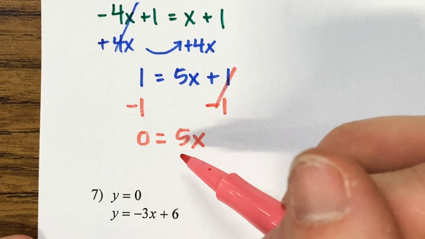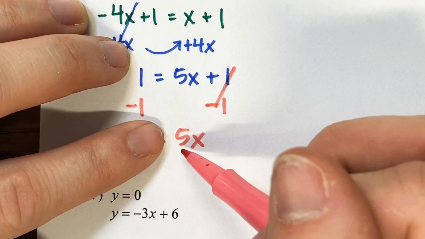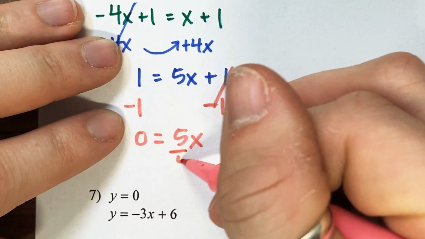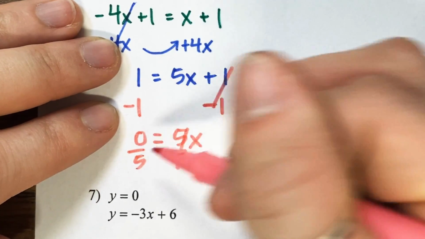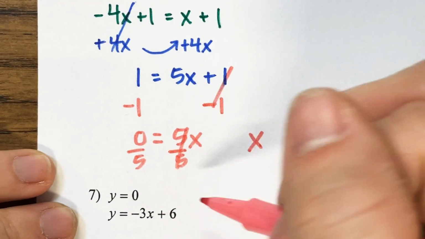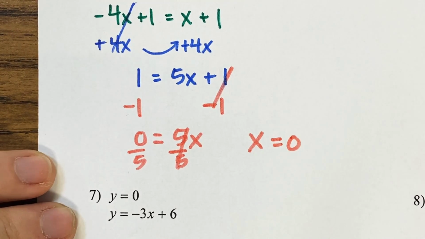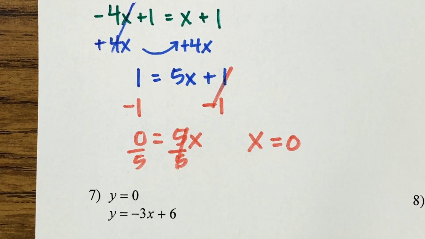What is the opposite of times by 5? This is saying 5 times x. So how do I get rid of times by 5? Going to divide by 5. And what is 0 divided by 5? That's just 0.